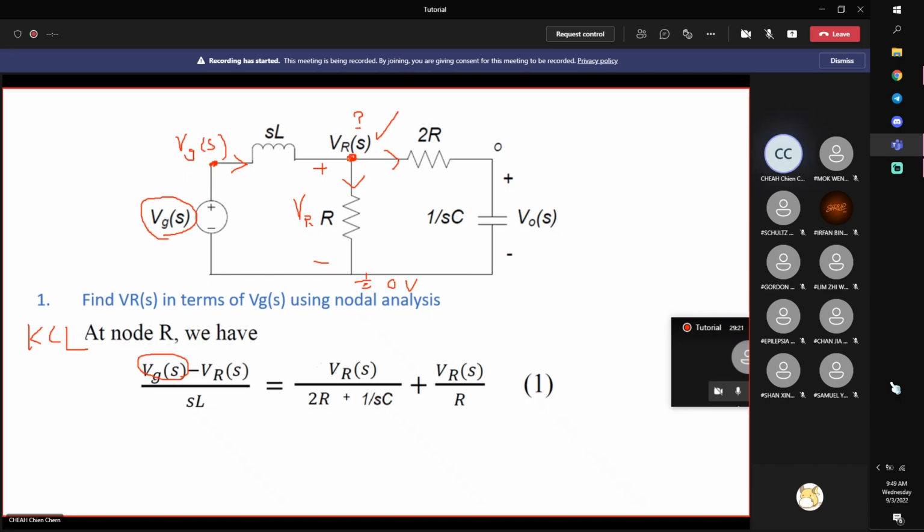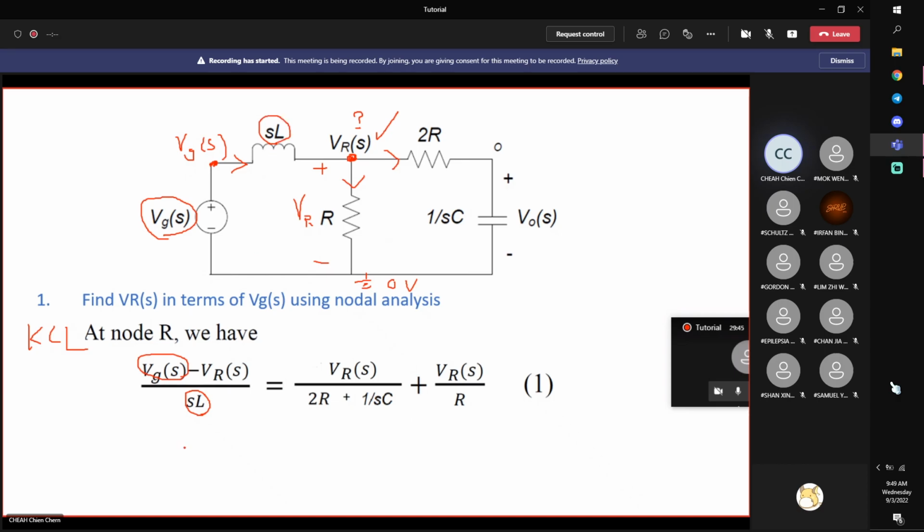And potential difference is the difference between this VG and the ground. That is this VG over here and VR over here. Now VG is this node voltage, VR is on the other side. So the potential difference is VG minus VR. Ohm's law says that this divided by resistance is equal to current, but here it is impedance, SL. So just divide by impedance.